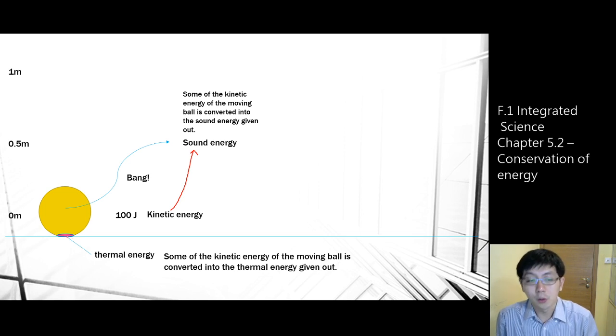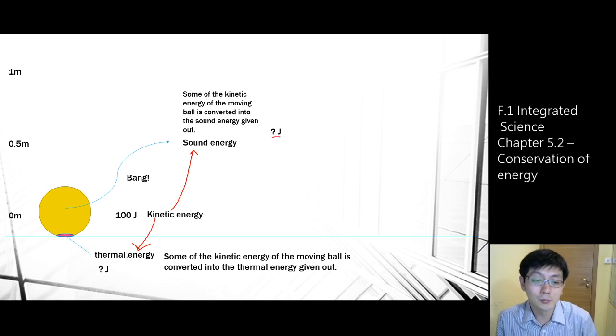When the ball touches the ground, some of the energy will be converted. Some kinetic energy will convert to thermal energy. They have friction. So, the problem is here. There must be some sound energy and thermal energy given out. What are the amounts of these energy?